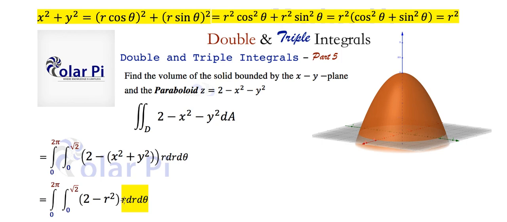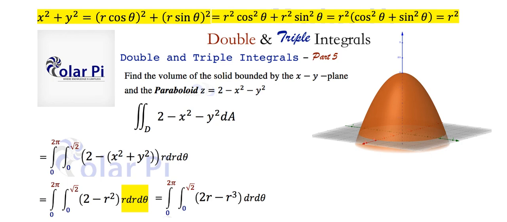I'm intentionally highlighting this r dr d theta so you know that that r is there, because now we've got a bunch of r's here, and we've got another r here. I don't want you to be confused and forget about that r. That's crucial right there. Now if we distribute that r in, then we can write this here. And now it's just a matter of doing this double integral, which is pretty straightforward.